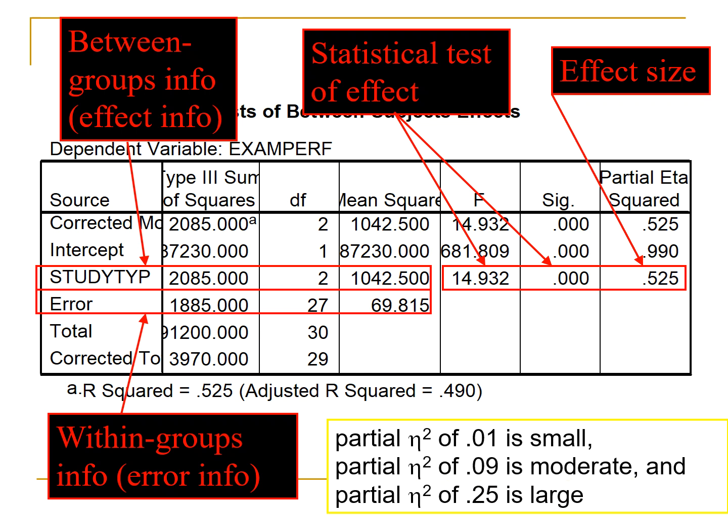And again, a reminder of the rules of thumb for partial eta squared: less than 0.01 is basically no effect, 0.01 to 0.09 is a small effect size, 0.09 to 0.25 is moderate, and anything over 0.25 is large.